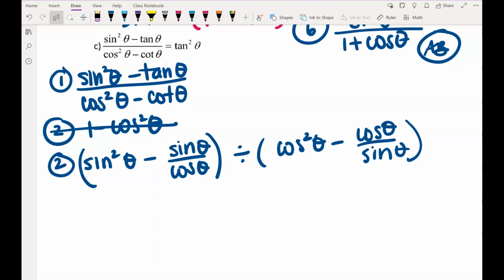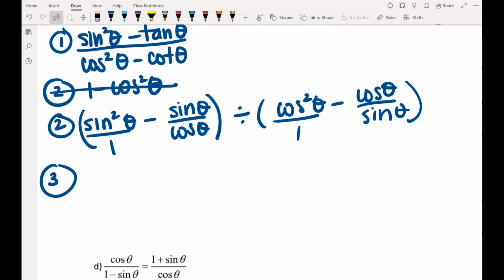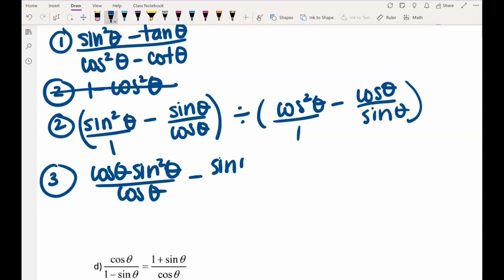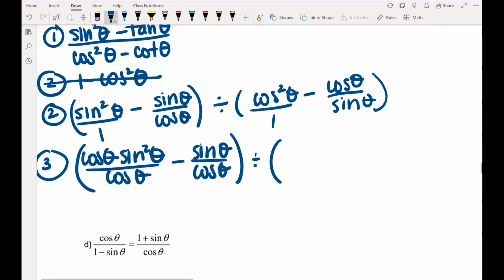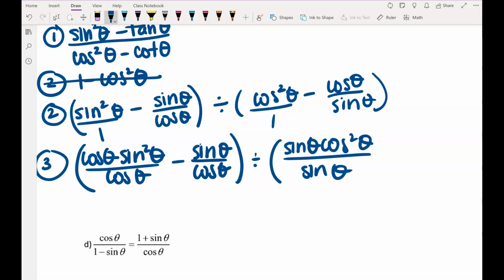Did we find a common denominator? Yeah, right. Let's try that. Would you guys agree that this is all over 1 anyway? Okay. All right. Common denominator for the first bracket would be cosine. Would you guys agree? All right. So I'm going to write cosine of theta times sine squared of theta over cosine. True or false? True. So minus sine of theta all over cosine. Not doing anything with that one. Divided by, what's the common denominator here? Sine. So sine of theta times cosine square of theta all over sine of theta minus.